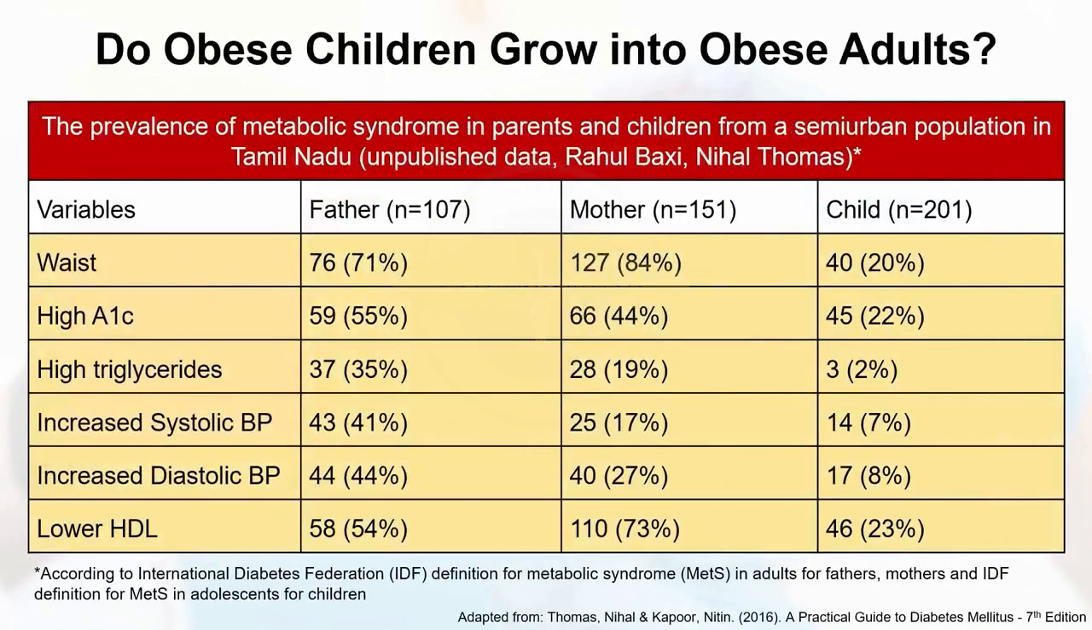Now, this is very interesting. Do obese children grow into obese adults? The answer is yes. Now, this is very interesting. This is Dr. Nihal Thomas. The prevalence of metabolic syndrome in parents and children from a semi-urban population in Tamil Nadu.